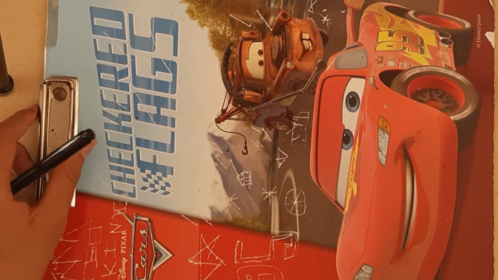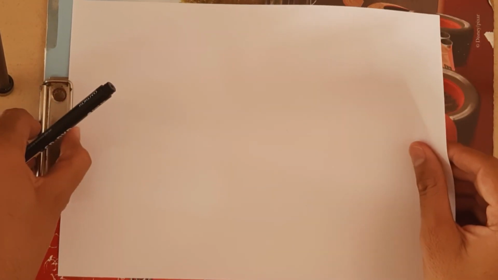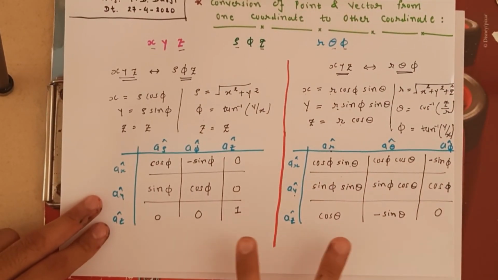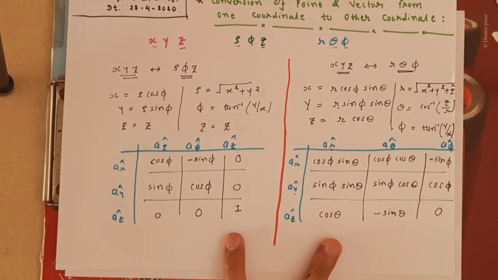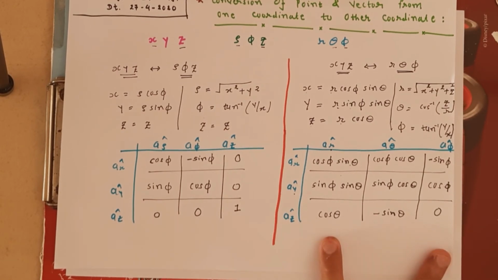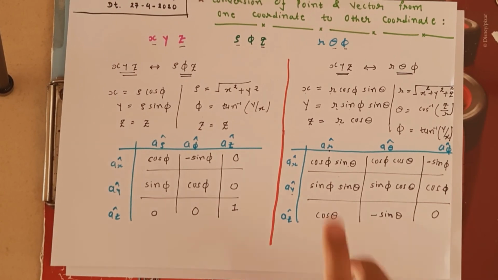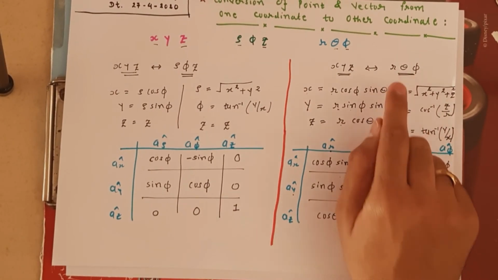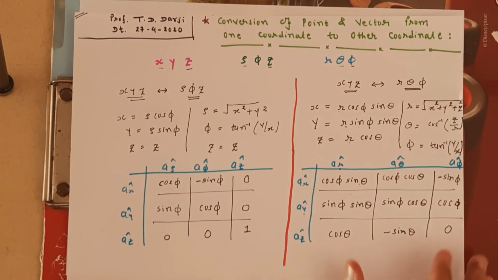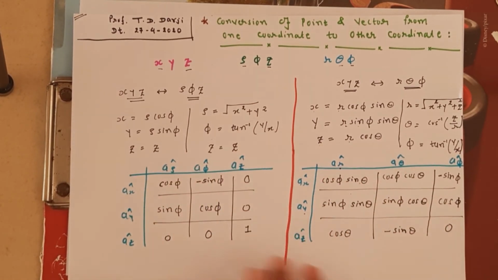Okay, so now I have to convert a vector into the spherical coordinate system, because if you see this table, which table is more difficult? Looks like this one is very critical. This table is more critical compared to this one. So to convert a vector from Cartesian to spherical is a difficult task compared to this one.